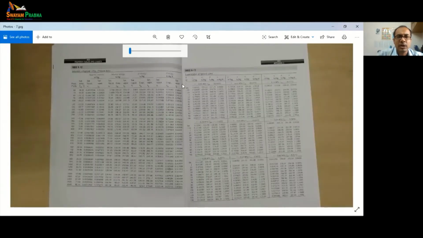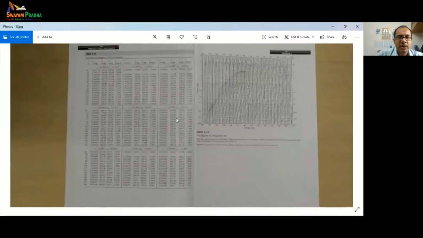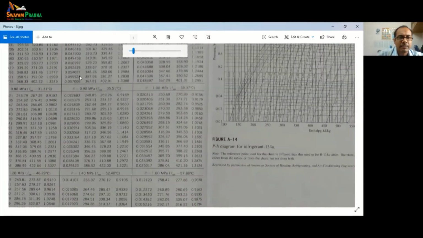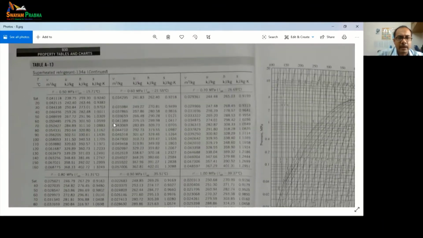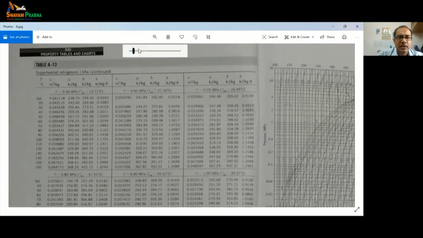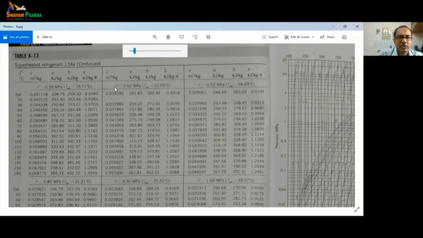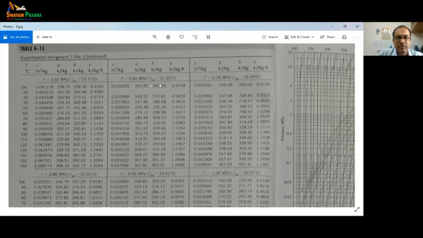We have to go to the superheated vapor table. Okay, so superheated vapor table, 600 kPa. Let's see what value we get. Yeah, 600 kPa means 0.6 MPa, right? So if you look here, this is the superheated R134A table. Okay, superheated, and the pressure is 0.6 MPa. That means 600 kPa. Here you see the saturation temperature is 21.55, which we just saw from the saturation table.